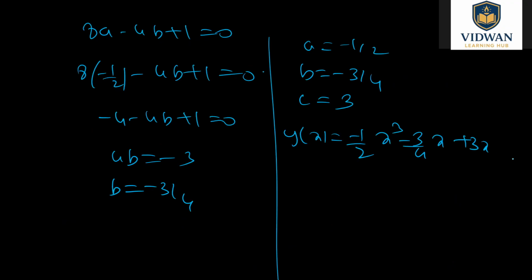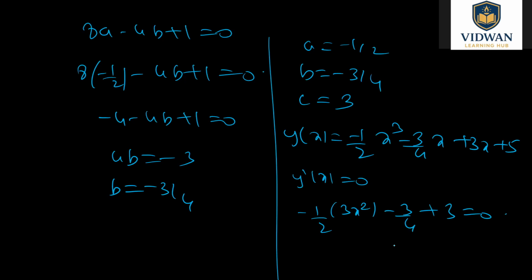Bx square plus cx plus 5. This is the function. So again, we have to see that for maxima or minima, y dash x is 0. So when you differentiate, you'll get minus 1 by 2 into 3x square minus 3 by 4 plus 3 equal to 0. So just try to solve this equation.